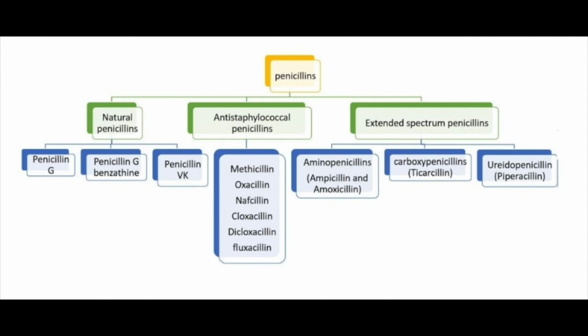Ampicillin is paired with sulbactam, amoxicillin is paired with clavulanic acid, ticarcillin is paired with clavulanic acid, and finally piperacillin is paired with tazobactam. These beta-lactamase inhibitors work alongside the penicillins. So this group of drugs has a wide spectrum and good resistance against bacteria.